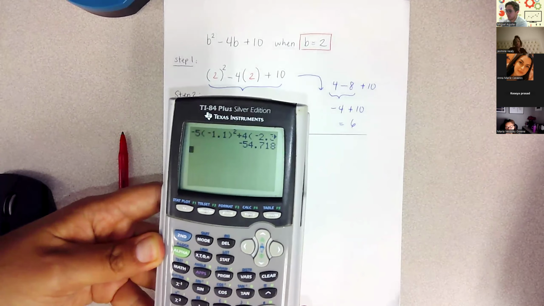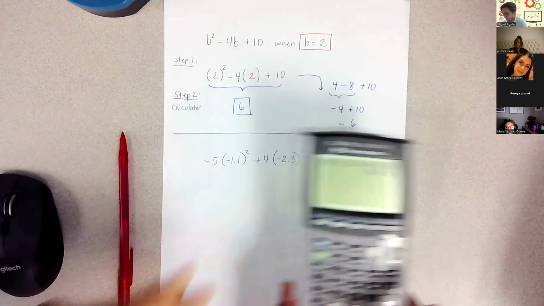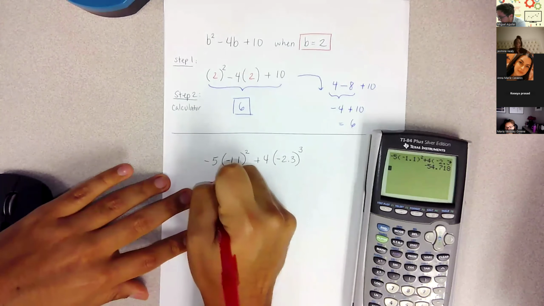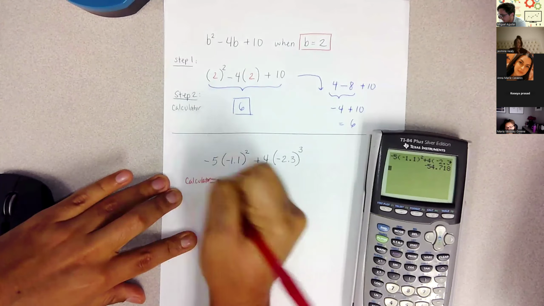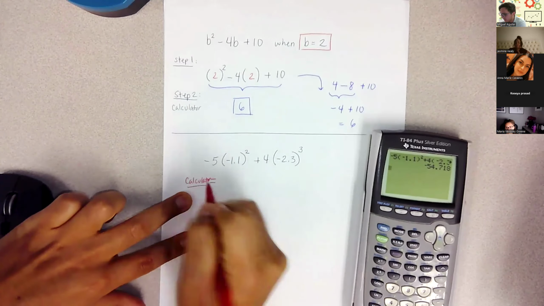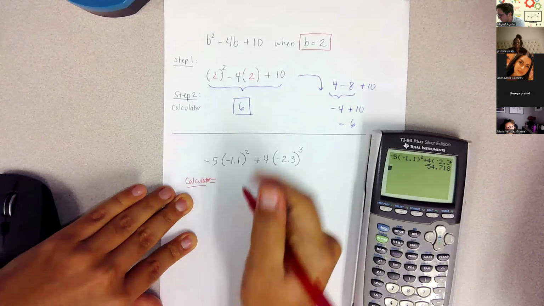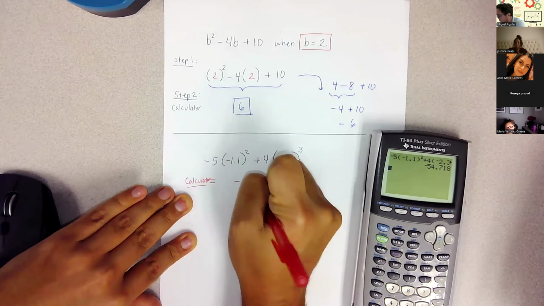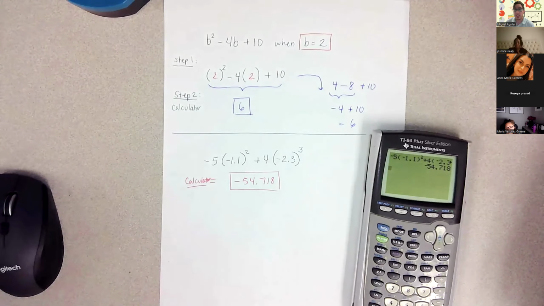Does anybody have any questions or comments here? No. Okay. So I put this in the calculator. If you put calculator down because you're like, oh, I don't want Mr. Aguilar to think I cheated, that's fine. I don't care. You can write me little messages on your work. -54.718. And that's it. Move on with your life.